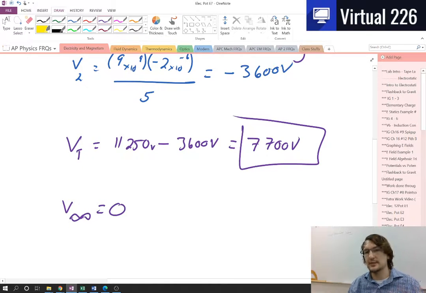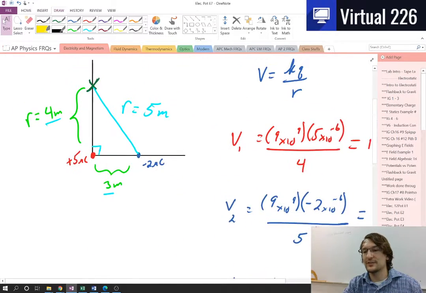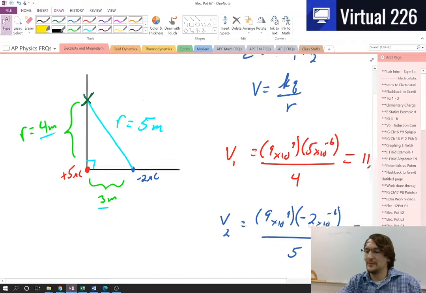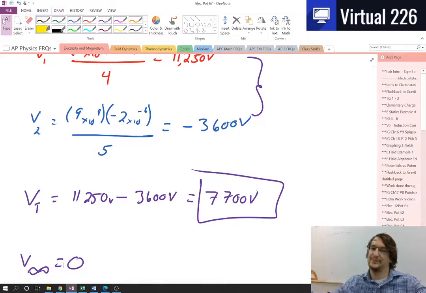So that's it. That's the quick problem there. Voltages are so much easier than electric fields and forces, because before you were looking at this problem and you're like, oh no, I got to do sines and cosines and tangents and the triangles and the vectors. This, super easy. Just voltage 1, voltage 2, put them together. It's that easy.